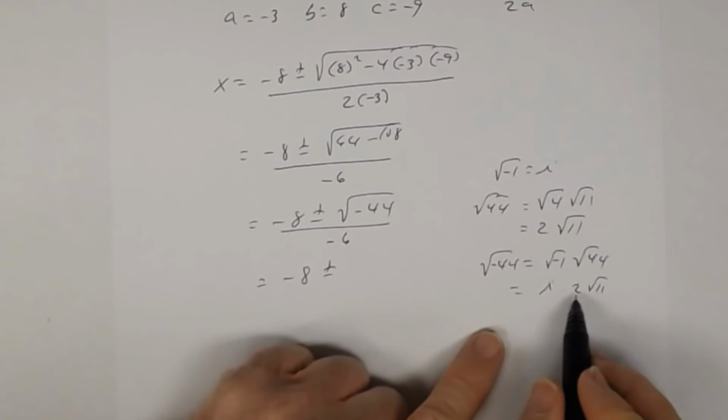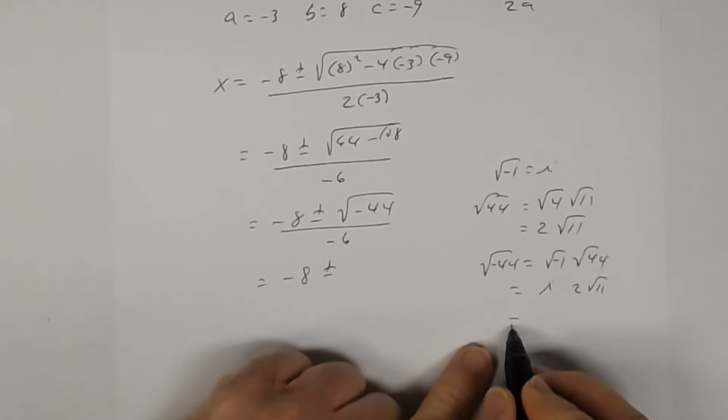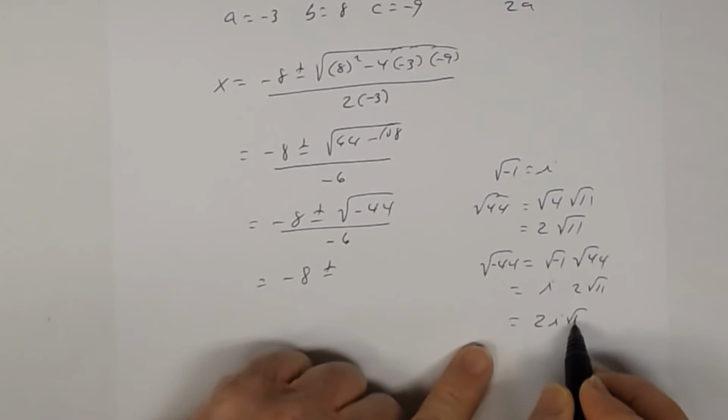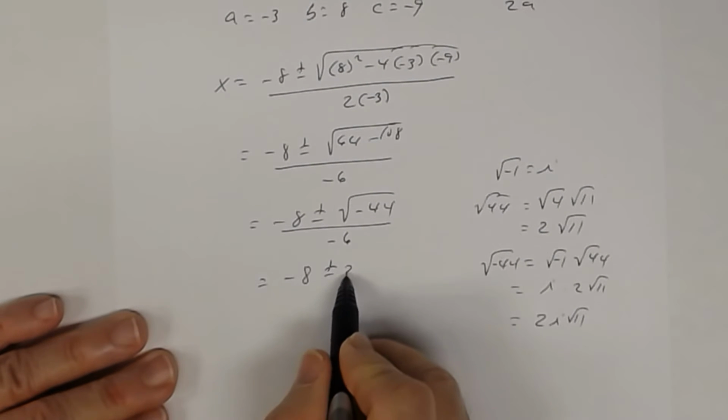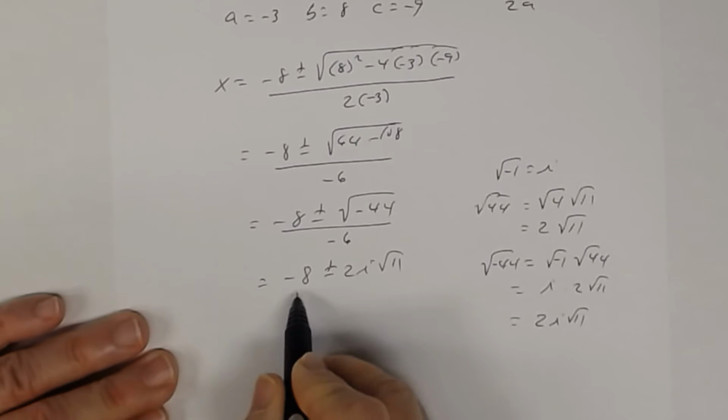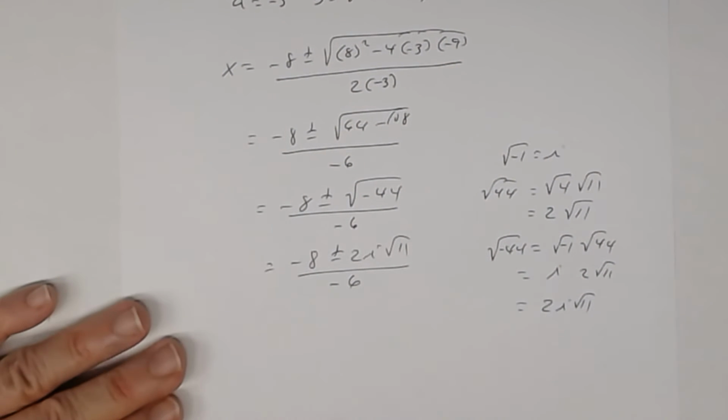And the way we tend to write this is we tend to put the i between the 2 and the square root of 11, like this. That's fine. Leave it like that. Alright, so this becomes 2i square root of 11, all divided by negative 6.